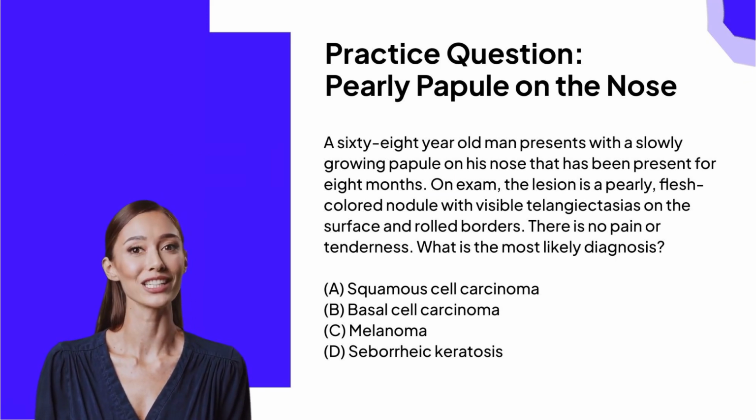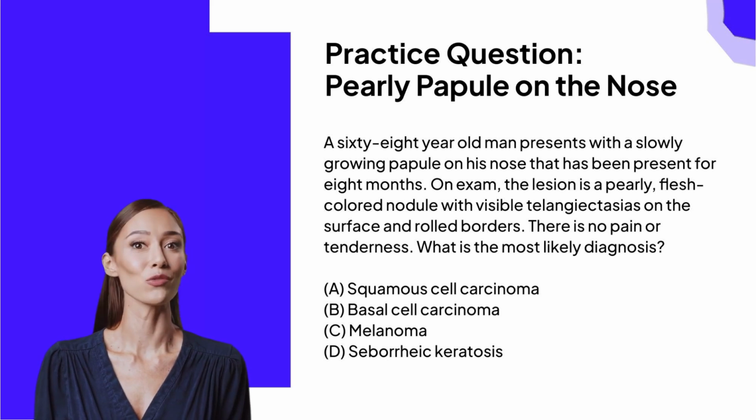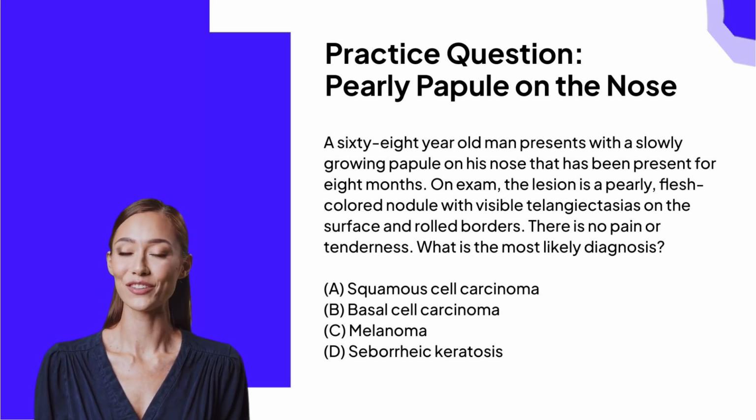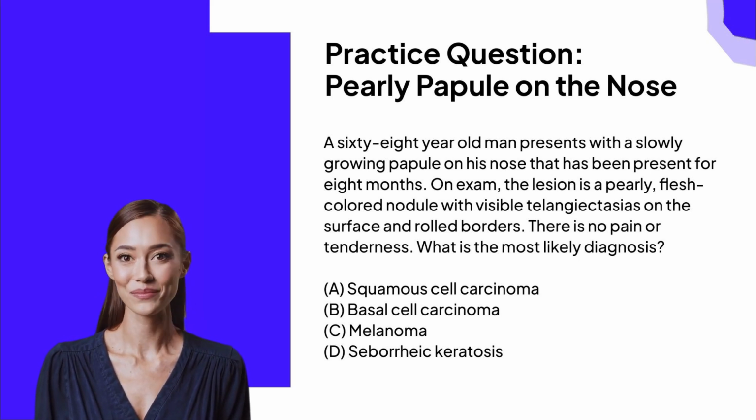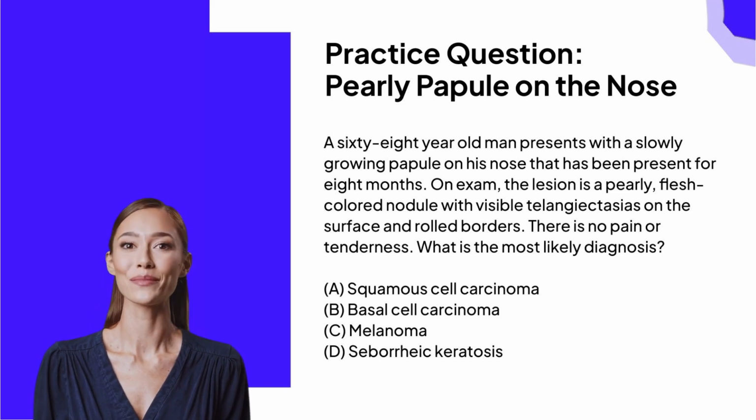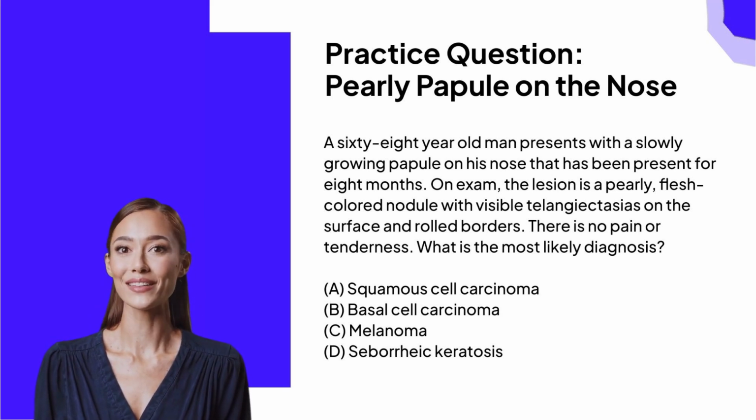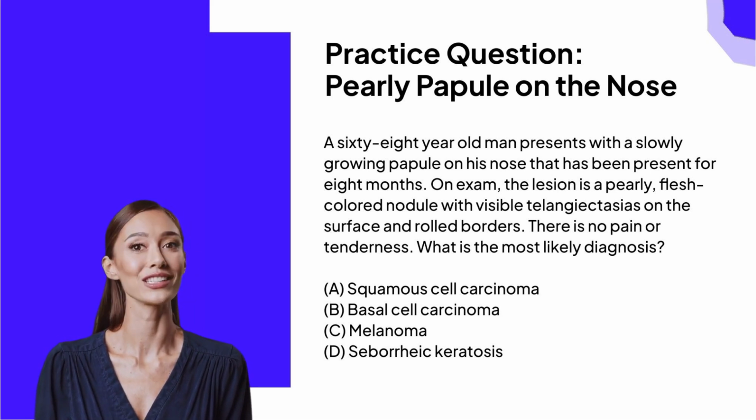On exam, the lesion is a pearly, flesh-colored nodule with visible telangiectasias on the surface and rolled borders. There is no pain or tenderness. What is the most likely diagnosis? Think through this one carefully. The key descriptors here are pearly, telangiectasias, and rolled borders. We will walk through the answer next.